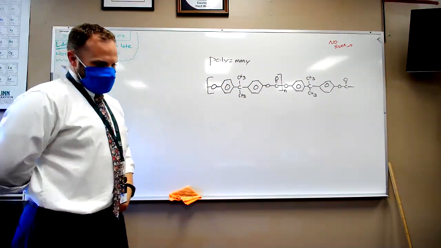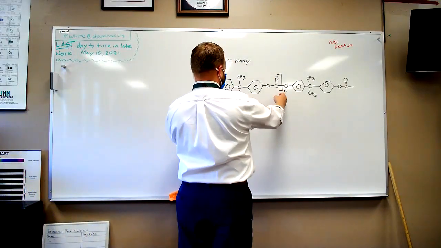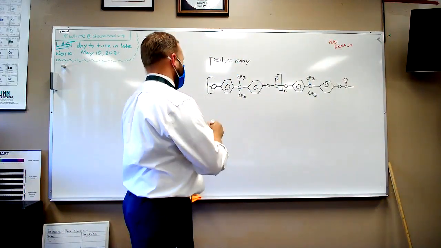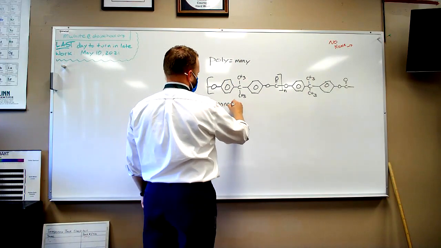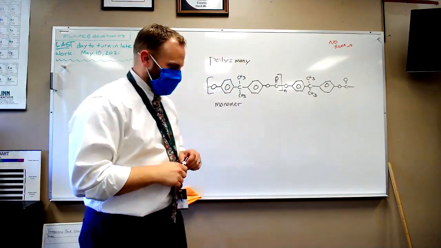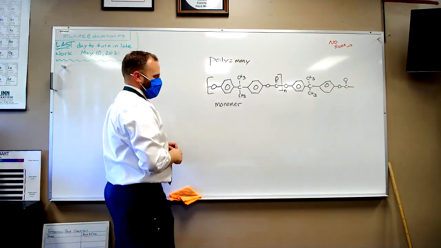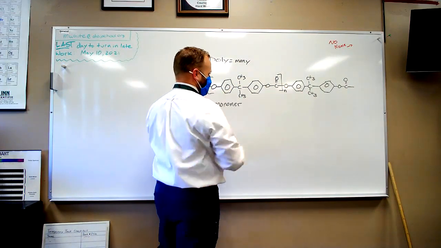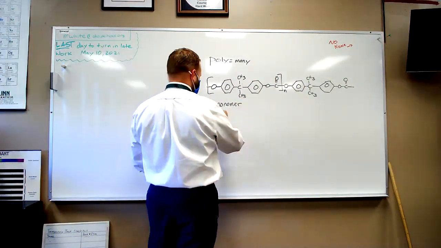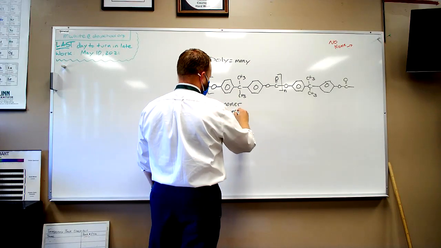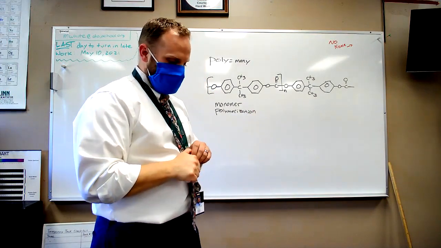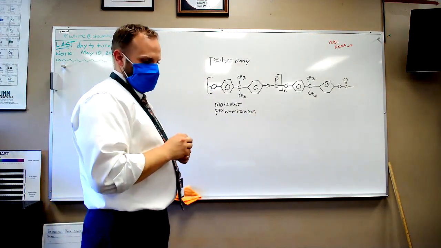Some vocabulary. This right here, the repeating unit, is called a monomer. So mono means one. So that is the monomer that is repeated over and over and over. And of course, as we said, when we do this, this is called polymerization. We're making the polymer.